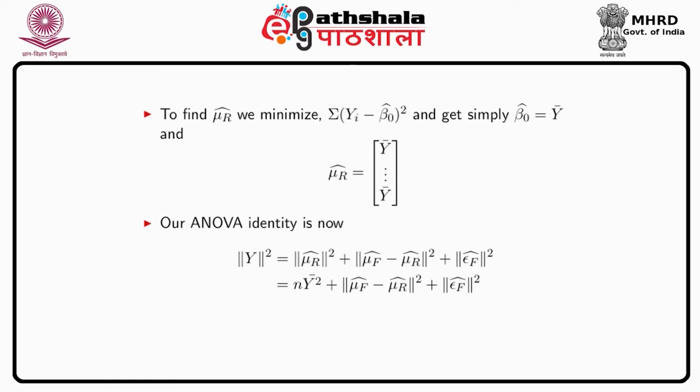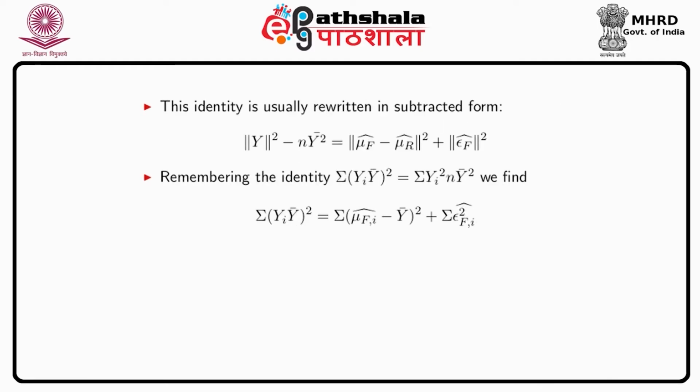Also, mu r hat is a vector which contains only y bar, which is the mean of y. So our ANOVA identity is now the squared length of y equals mu r hat squared plus mu f hat minus mu r hat squared plus the error from the full model squared, which equals n times the square of the mean of y plus the remaining terms on the right hand side, which stay the same. So this identity is usually rewritten with n times y bar squared taken to the left hand side. So we have the squared length of y minus n times the square of y bar equals mu f hat minus mu r hat squared plus epsilon f hat squared.